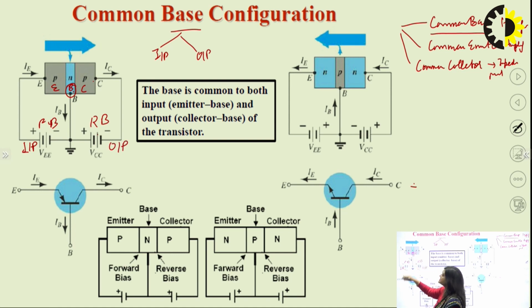So common base means base is common in between the input and output. So this is the input side and this is the output side, and base is in the input side and base is in the output side also. So here we can see, this is a PNP transistor, so majority of charge carriers are flowing in this way. That's why the direction of current is IE here, and IB is here, and IC is here.